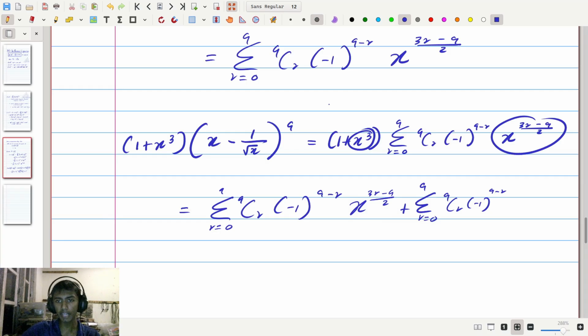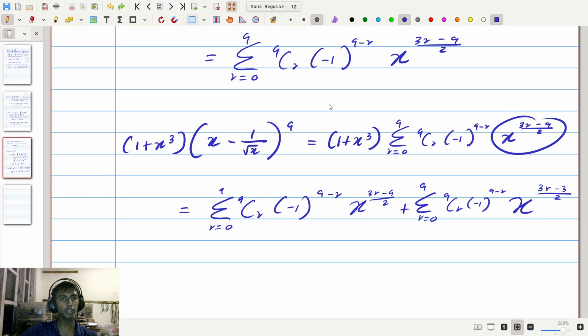Now once again, using index rules, if we multiply those two together, we have to add their indexes, which means we have 3 plus (3r)/2 minus 9/2. Now 3 is 6/2, and using that we can see that our index here is going to be 3r/2 minus 9/2 plus 6/2. If we cancel those out, we're left with minus 3/2. Due to that, what we have here is going to be x to the power of (3r minus 3)/2. This is going to be the power of our x if we consider multiplying x cubed by this term here.